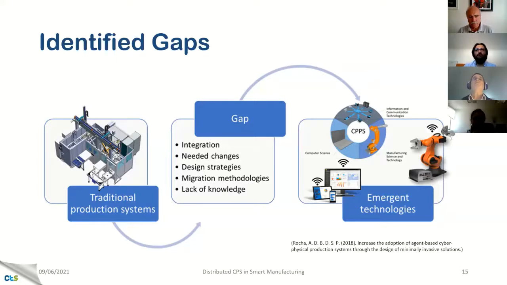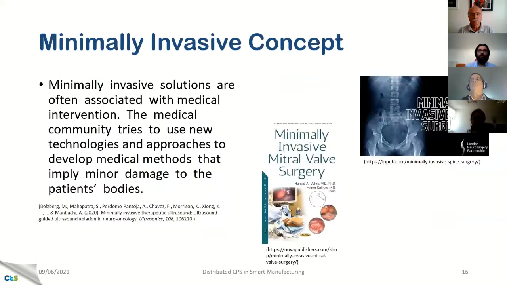Another important issue is the lack of knowledge. For the companies, it's quite difficult to adopt this kind of approach due to the complexity of these systems. So what we explored was that maybe it could be useful for the companies to develop solutions that will reduce the impact on the current situation of the factories.